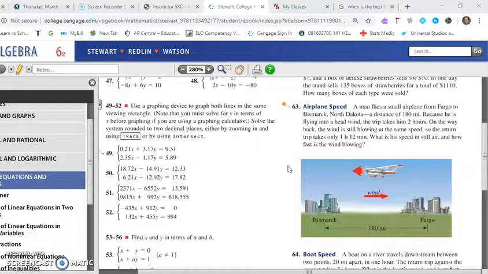A man flies a small plane from Fargo to Bismarck, North Dakota, a distance of 180 miles. Because he is flying into a headwind, the trip takes him 2 hours. On the way back, the wind is still blowing at the same speed, so the return trip takes only 1 hour and 12 minutes. What is the speed of the air, and how fast is the wind blowing?